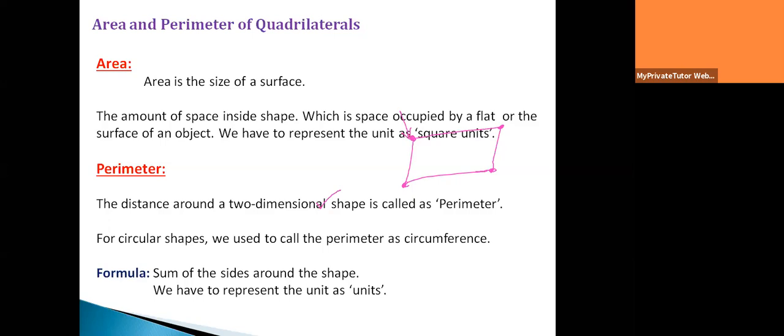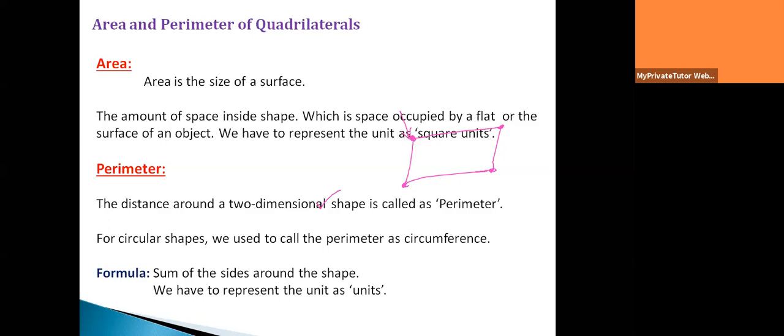So that's the perimeter. Perimeter is also called the circumference for circular shapes. For example, if we have something like an oval, a circle or a semicircle, we use circumference instead of perimeter. Both are the same, the distance around the shape. And the formula, as you all know, is the sum of all the sides around the shape. You just need to find the distance.